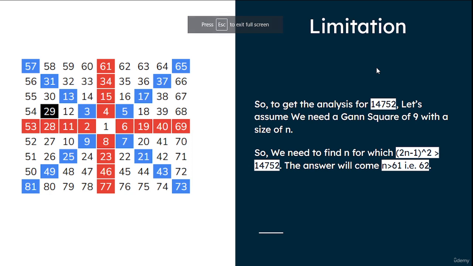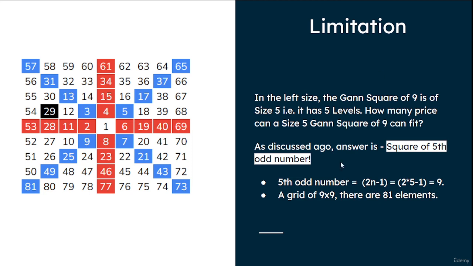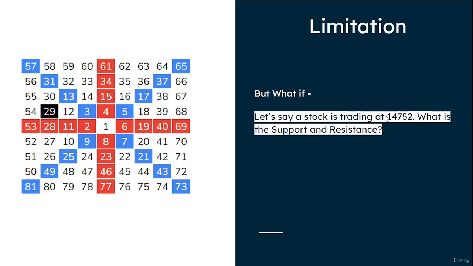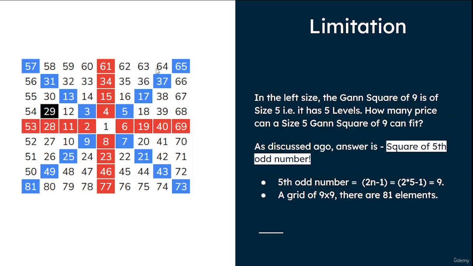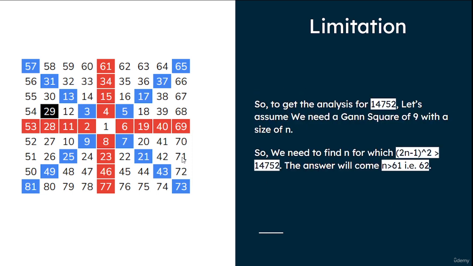Now I will again slowly talk about how I got 62. In the previous video, you can see the fifth odd number in the square of size 5, 2n minus 1, is 9. So 9 whole square is 81 elements. So let's assume our number 14752 lies at the last of the levels, in the last level. Then we are calculating in reverse.